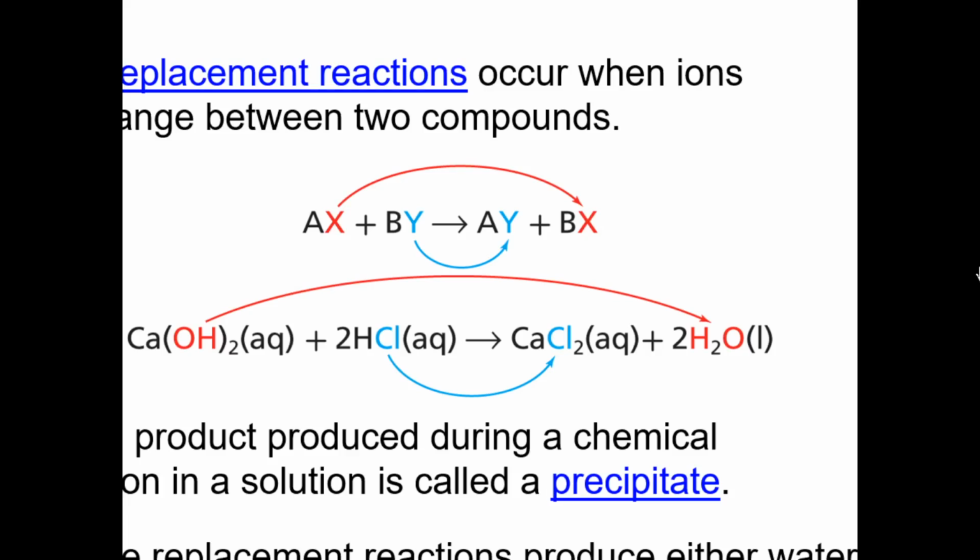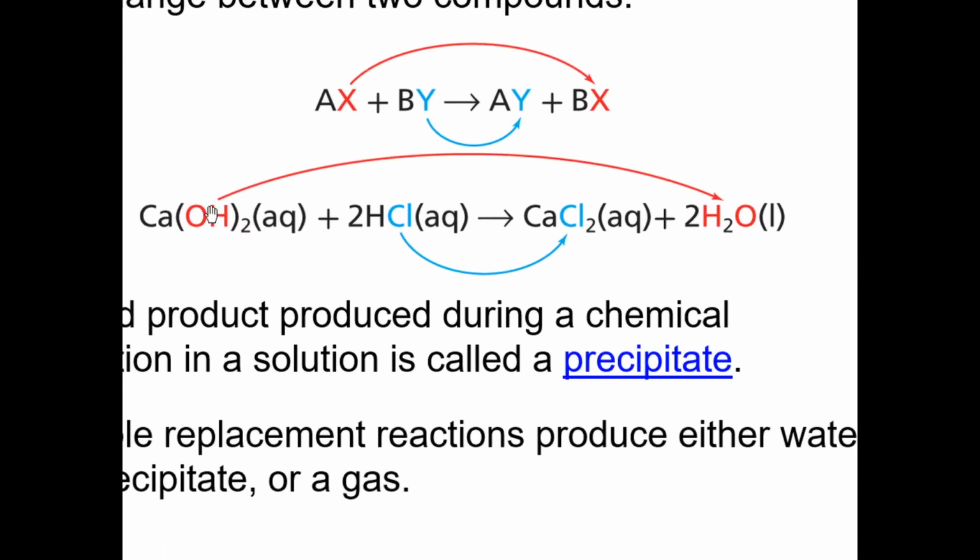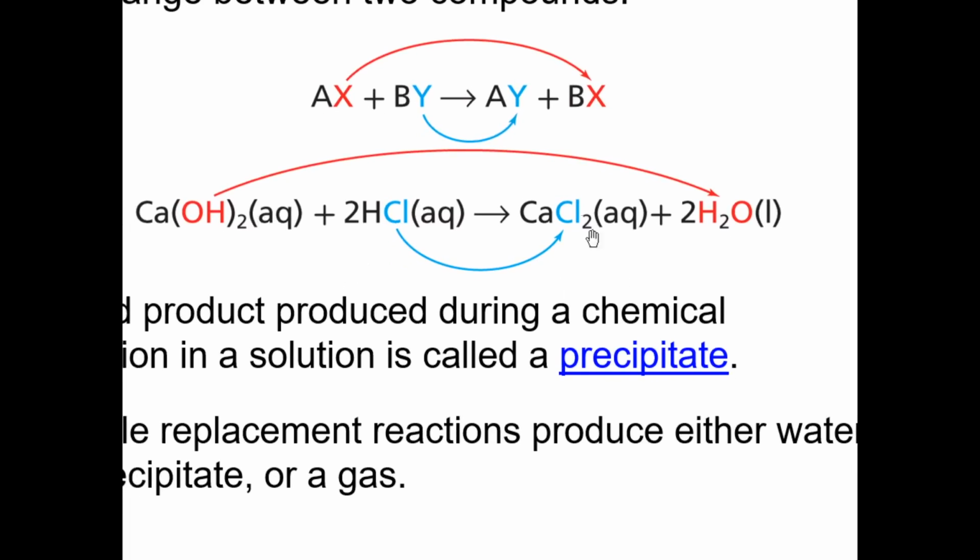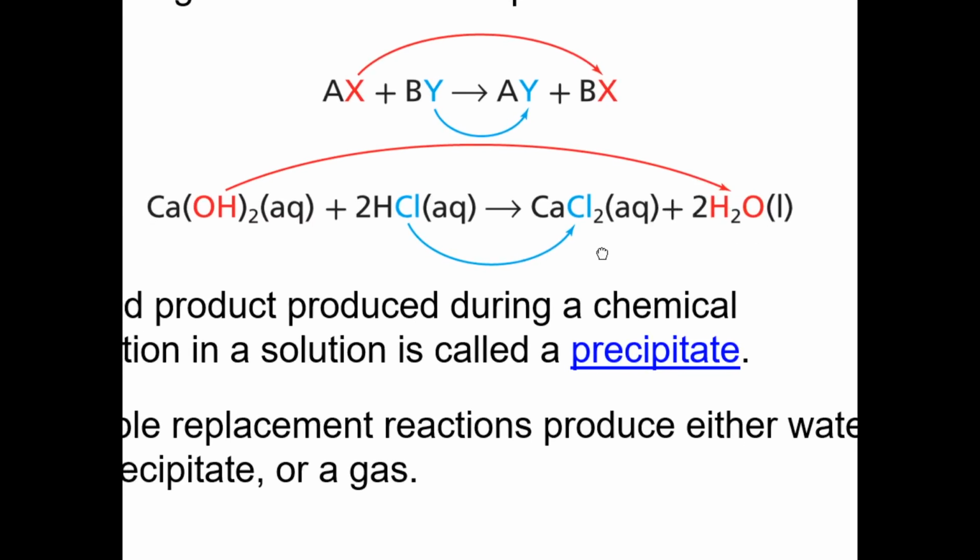Let's look at an actual example for this. So we have the reaction between calcium hydroxide. It's aqueous, which means it's a salt dissolved in water. And we have hydrochloric acid. Again, aqueous, it's a gas dissolved in water. Aqueous means dissolved in water. And then we're forming a product, calcium chloride, which is also aqueous, so calcium chloride dissolved in water. And then we're forming a liquid. We're forming water itself.